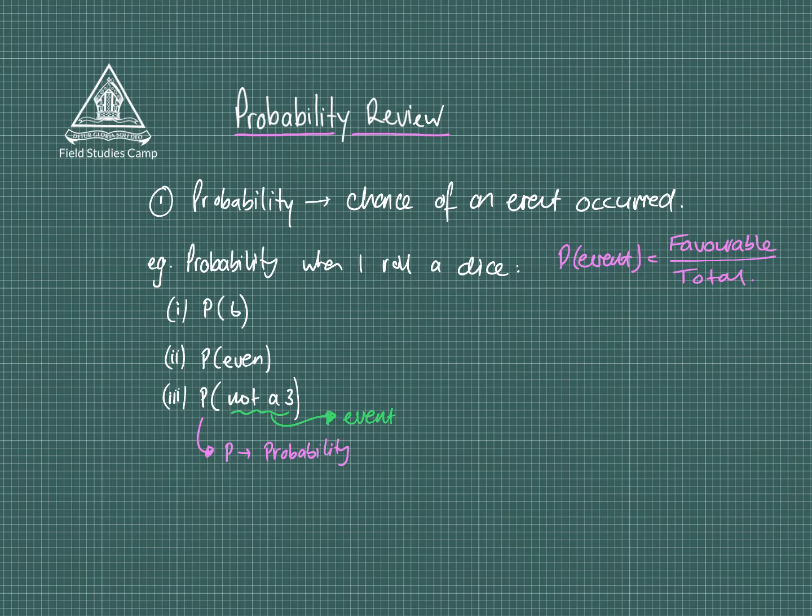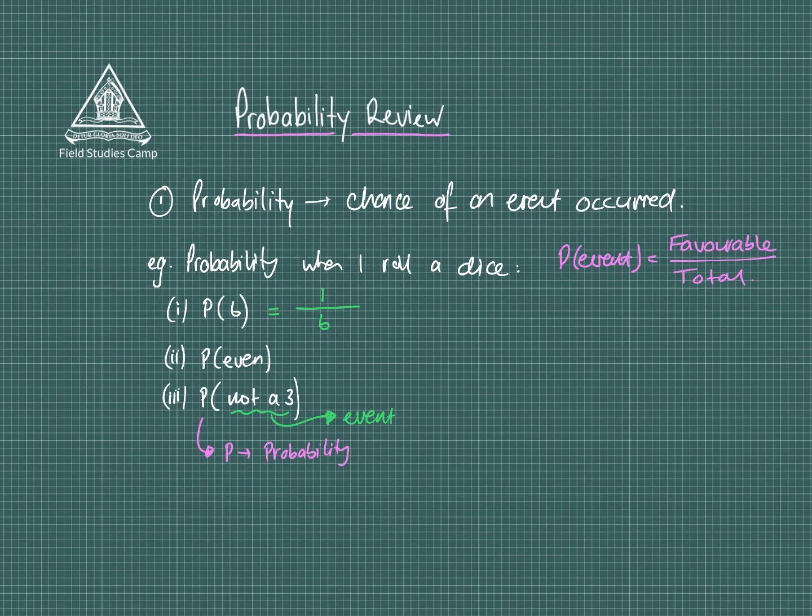So what do I mean by that? If I look at the probability of a 6 occurring, I would ask the question, how many 6s are on the dice? Well, there is only 1 6 on the dice. And then for my total outcomes, I would say, how many numbers can I get when I roll a dice? And there are 6 numbers on the dice. Therefore, we have the probability of 1 in 6.